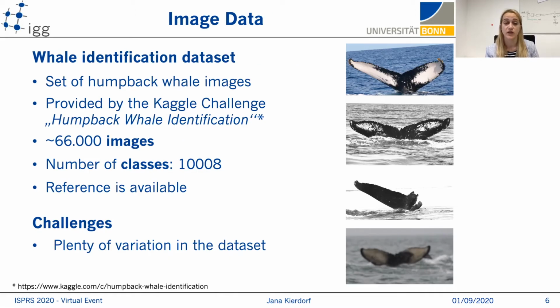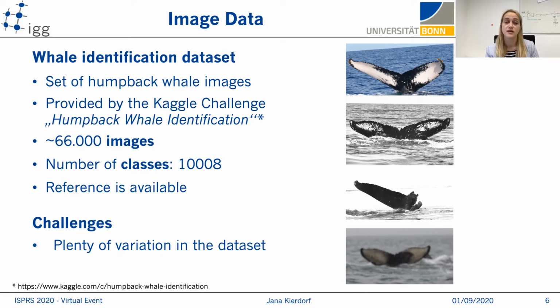We use the given dataset of humpback whale images, provided by the Kaggle challenge Humpback Whale Identification. The aim is to identify which image represents which whale. The dataset contains about 66,000 images, where each whale has an ID, and each ID corresponds to a class. In total, there are 10,008 classes, and since each whale is a class in itself, there are 10,008 different whales in the dataset. Additionally, there is a reference for each image given.